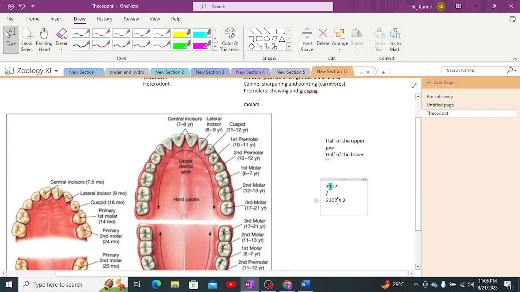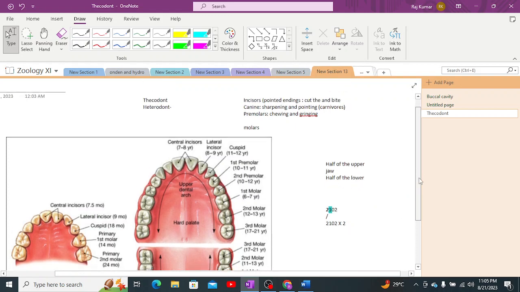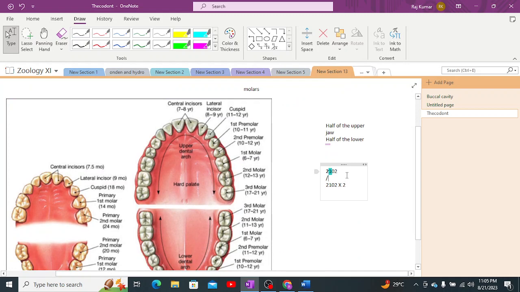And in the downward part, we have the same order: incisors, canines, premolars, and molars. And accordingly, these are the number of teeth. Now, when we count them, what will be the ratio? 2 plus 2 is equal to 4, into 2.